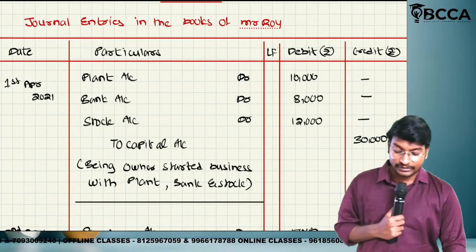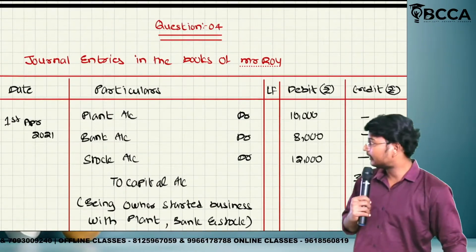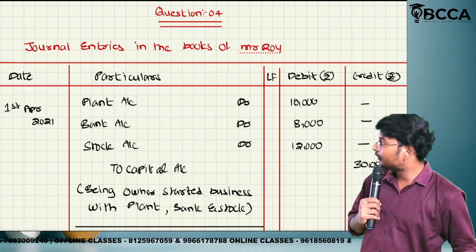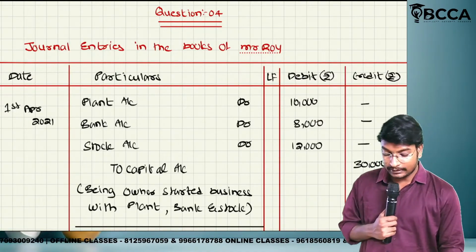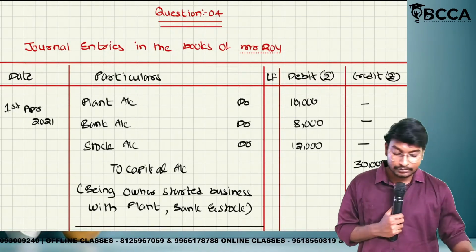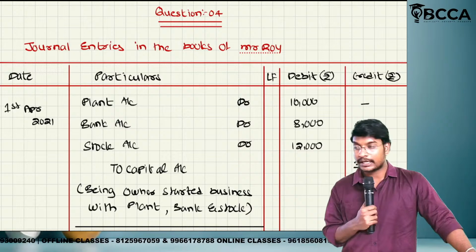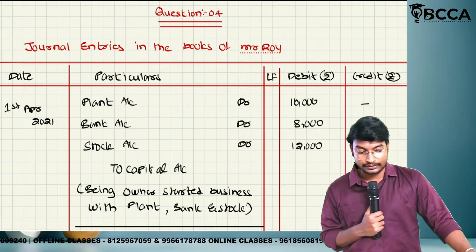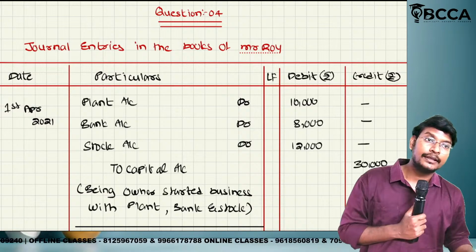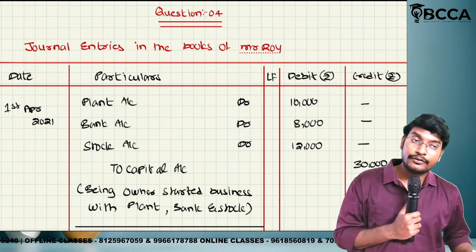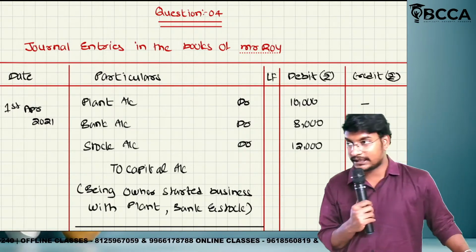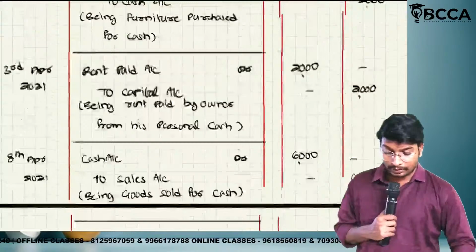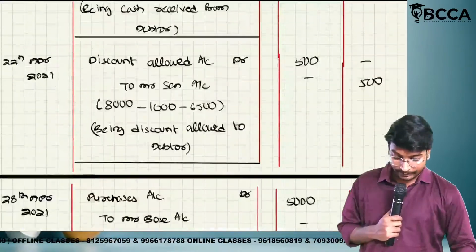If you observe the first transaction, how many accounts do we need to open? We need to open 4 accounts: plant account, bank account, stock account and capital account. So let us open the 4 accounts. What is the ledger format? Date, particulars, JF, amount. Date, particulars, JF, amount. So we have to open the 4 accounts.